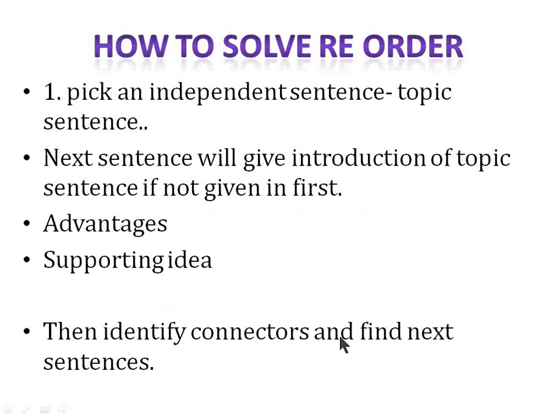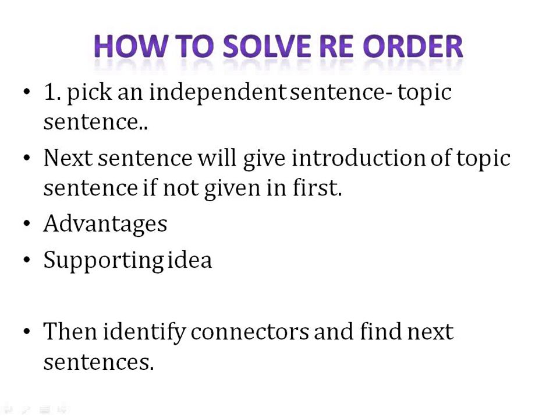So next is, how can we solve reordered paragraphs? First thing to do is pick an independent sentence, which is a topic sentence, and this sentence can survive alone. It is totally independent and doesn't depend on any other sentence. So first of all, pick an independent sentence, which will be our first sentence. Then the next sentence will give an introduction of the topic sentence if it's not given in the first, or it will give some supporting ideas or supporting details or examples or advantages.